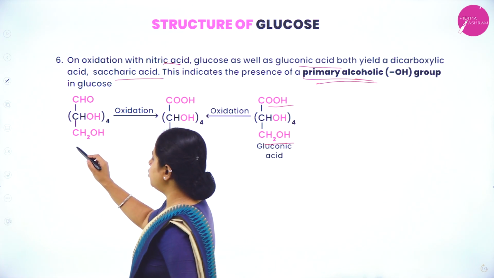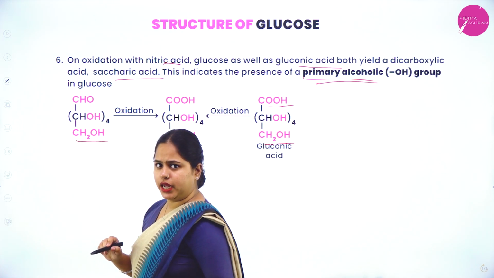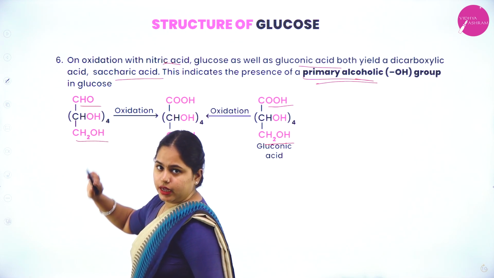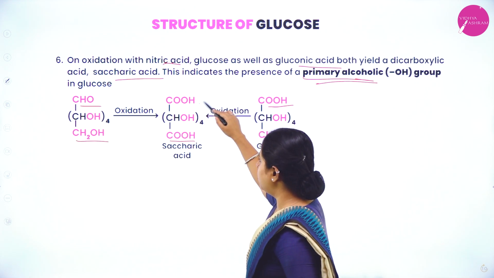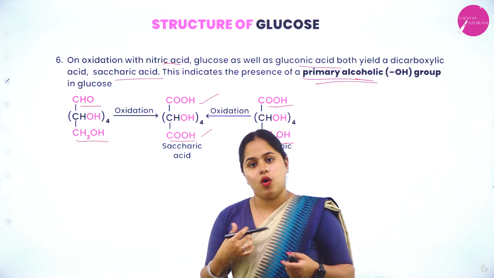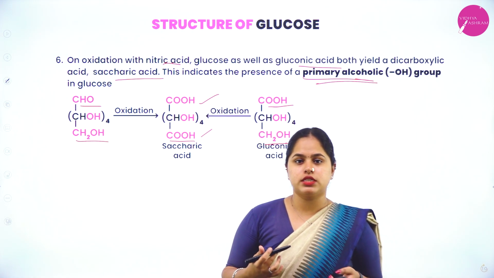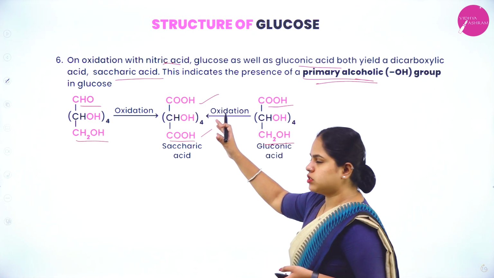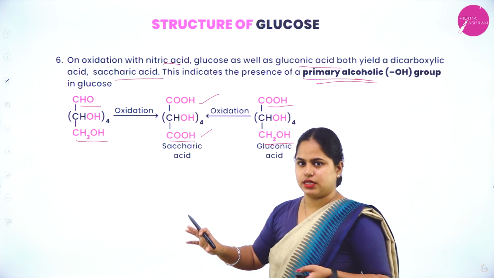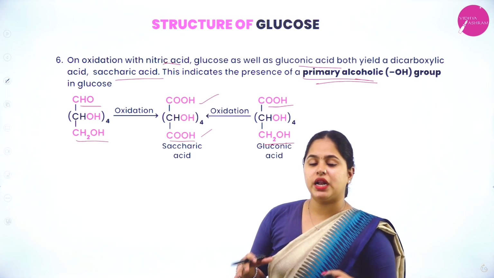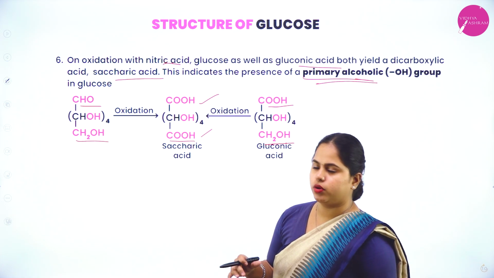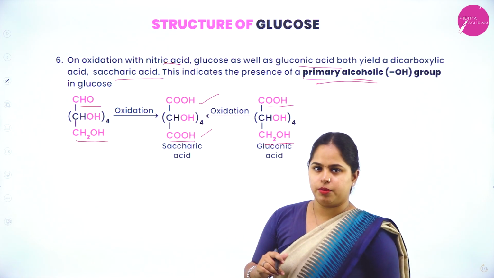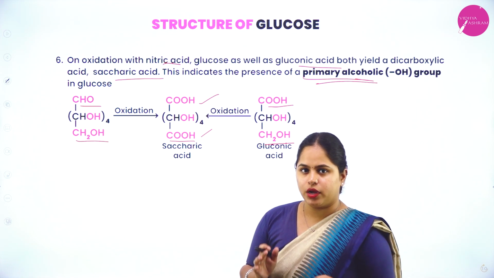And now here also you can see there is a primary alcohol group and an aldehyde, and this undergoes oxidation to form COOH on both sides. So what does that mean? It is undergoing oxidation to form the carboxylic acid, which is the saccharic acid. So it means that a primary alcohol is also present, which is on the last carbon atom, which we will be discussing. So I hope this is clear.